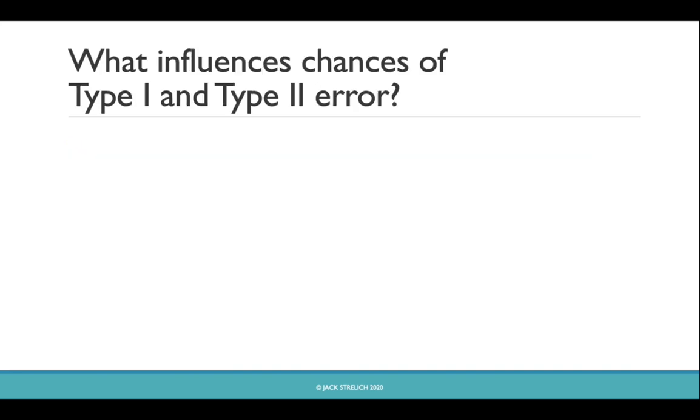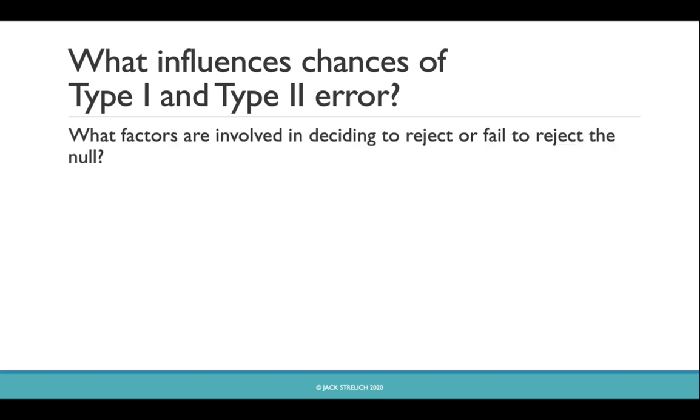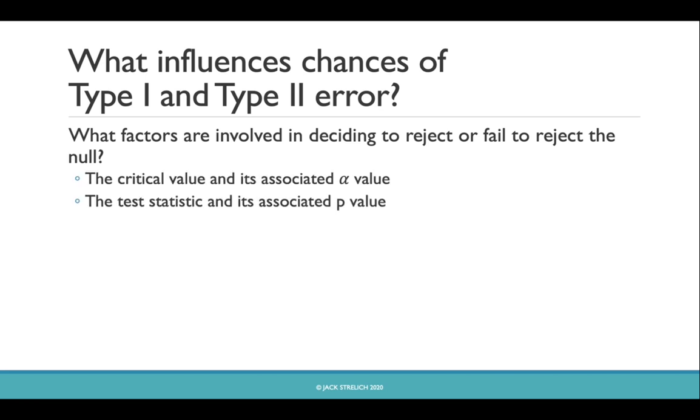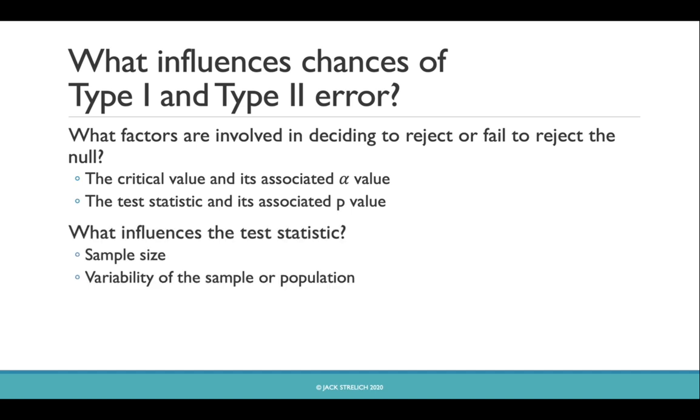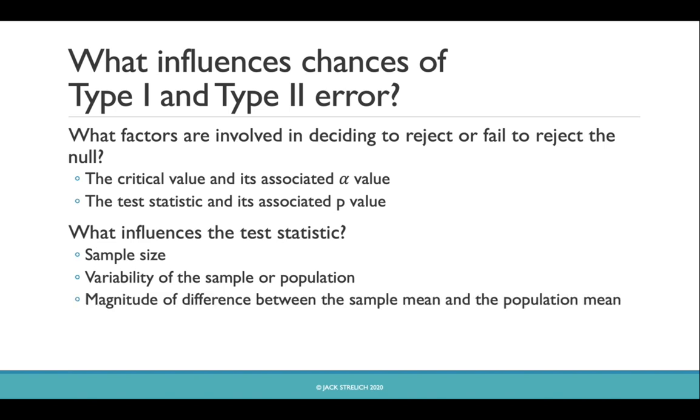Let's talk a little bit about factors that influence the chances of type 1 and type 2 errors. So think about what factors are involved in deciding whether to reject or fail to reject the null, since that's what's going to lead to type 1 and type 2 errors. These include the critical value and its associated alpha value, the test statistic and its associated p-value. The test statistic, in turn, is influenced by sample size, the variability of the sample or the population, and the magnitude of the difference between the sample mean and the population mean.